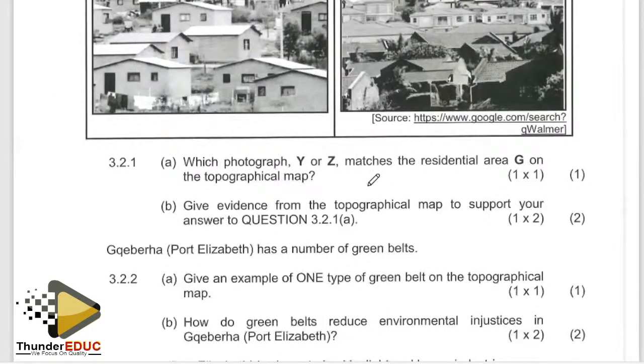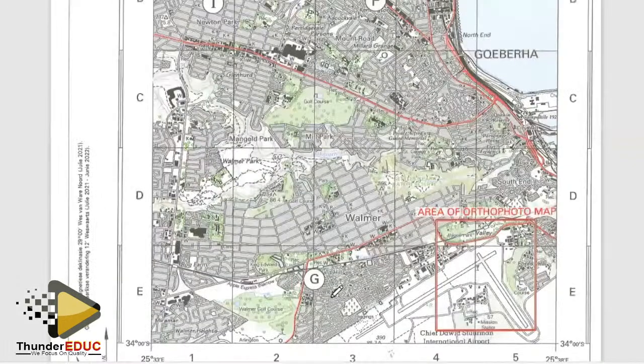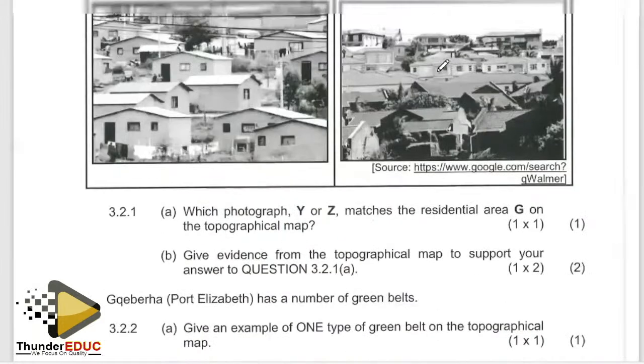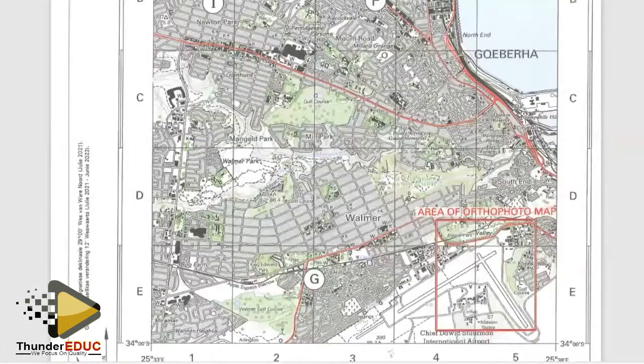Then which photograph, X or Y, matches area G on the topographic map? Let's go to area G. G is here. When you look at the nature of the streets and where it is located, you find that this one is basically an informal settlement. So which one looks like an informal settlement? It's Y. Okay, give evidence on the map to support your answer. We need evidence on the map.